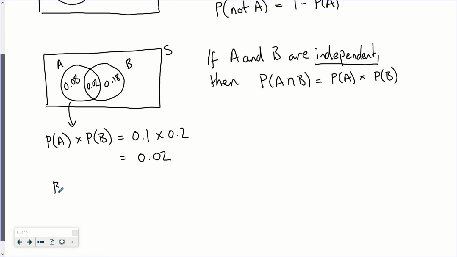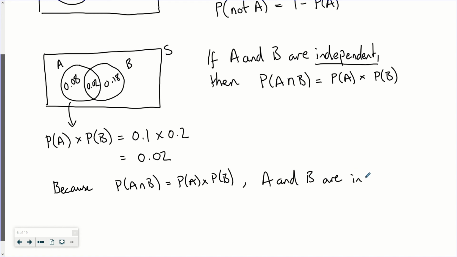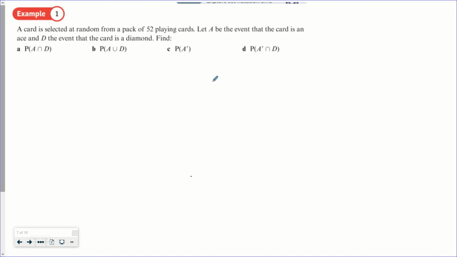So we could say, because the probability of A and B, being in the middle of the Venn diagram, the intersection, is equal to the probability of A times the probability of B, we could say A and B are independent. And we'll look a little bit more about that topic in another video.